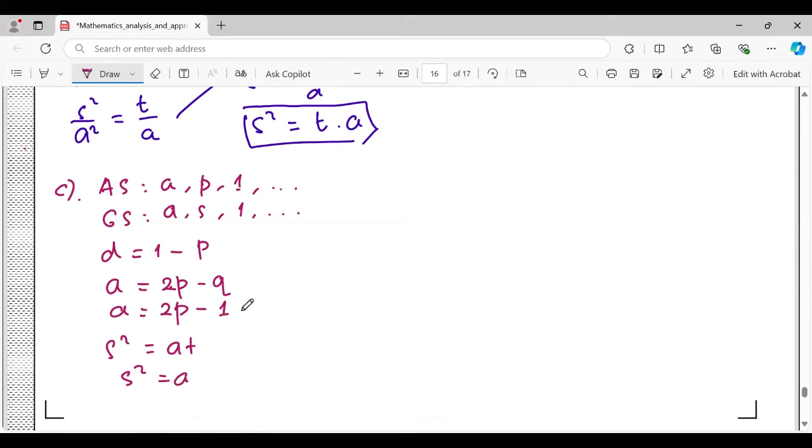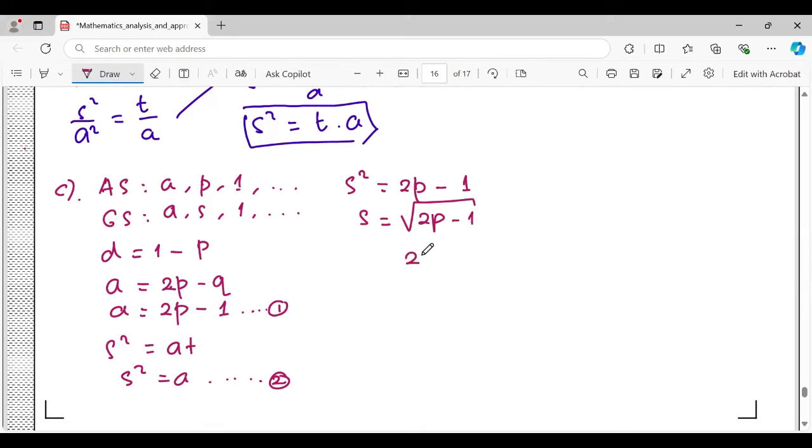Based on this information and this information, S squared equals 2P minus 1. Yeah, because S squared equals A and A equals 2P minus 1. So S is the square root of 2P minus 1.